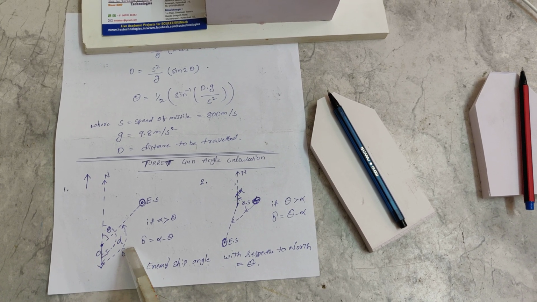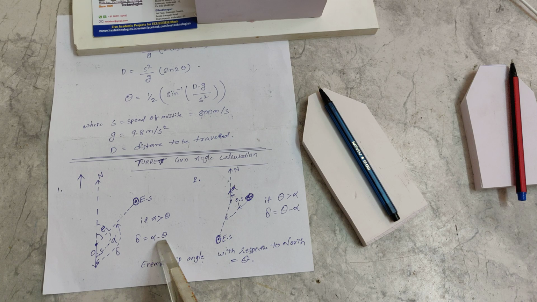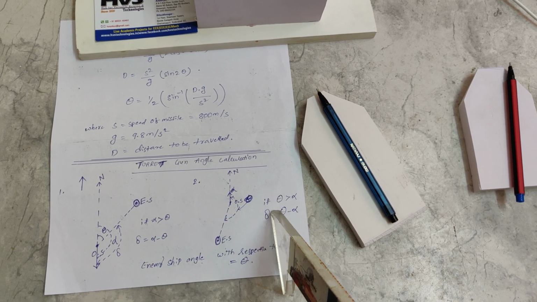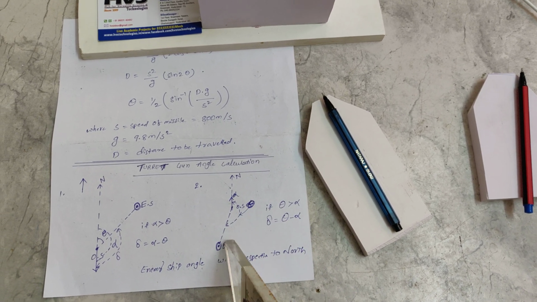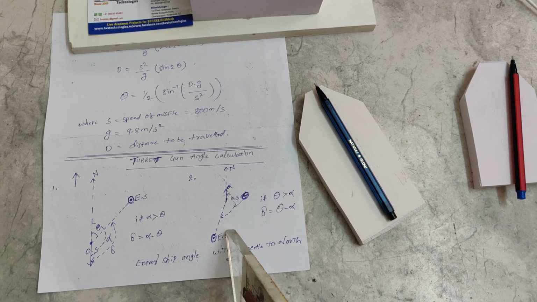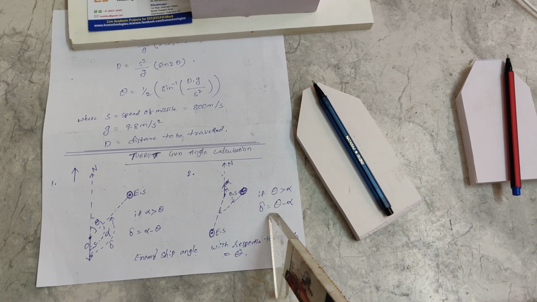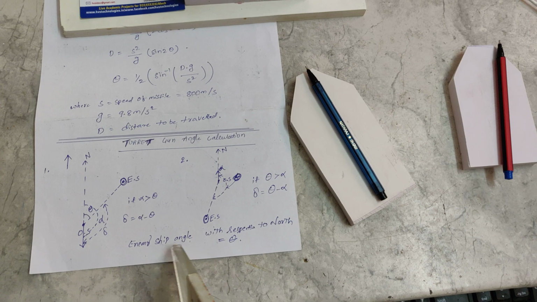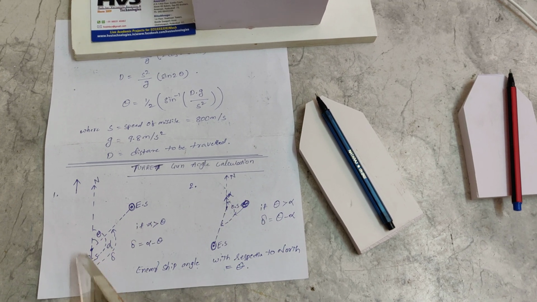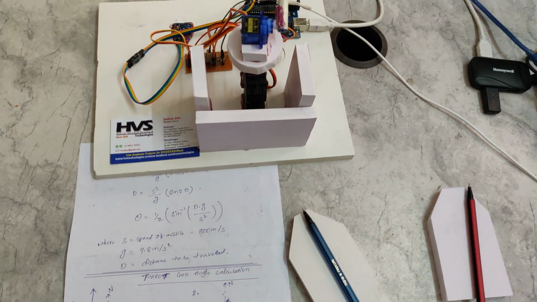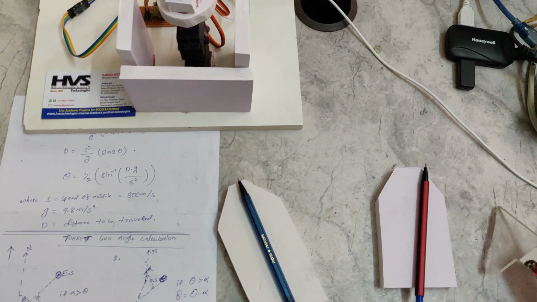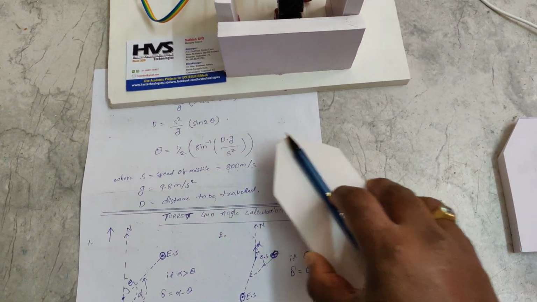Then lambda is equal to alpha minus theta if alpha is greater. In the other condition, if the angle of the enemy is greater than my angle, then the reverse occurs in the formulation. In this manner we are going to control the turret gun position. Let me explain in practical.